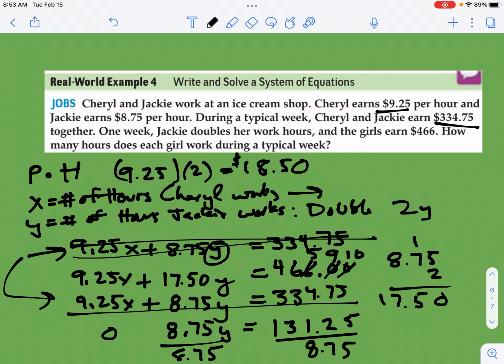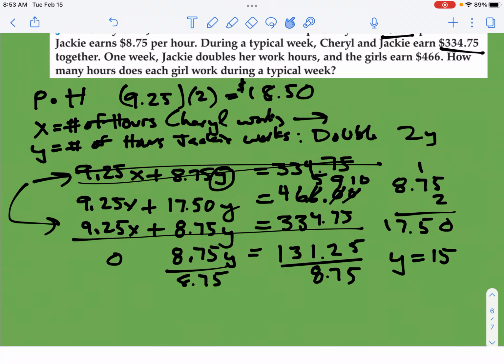So 875, I'm going to find my calculator here and see what we get. I go 131.25 divided by, you should hear me tapping my keys on my phone right now, 15. So y equals 15. So now, what that means is that in a typical week, Jackie works 15 hours. Okay? So that's good.